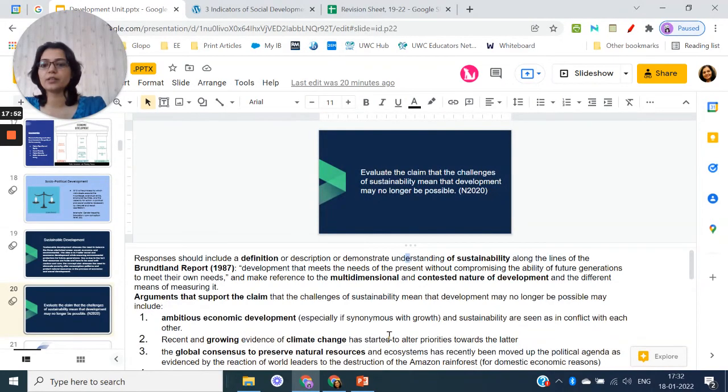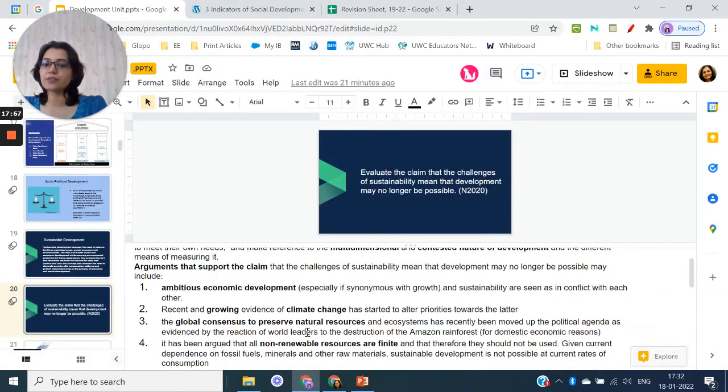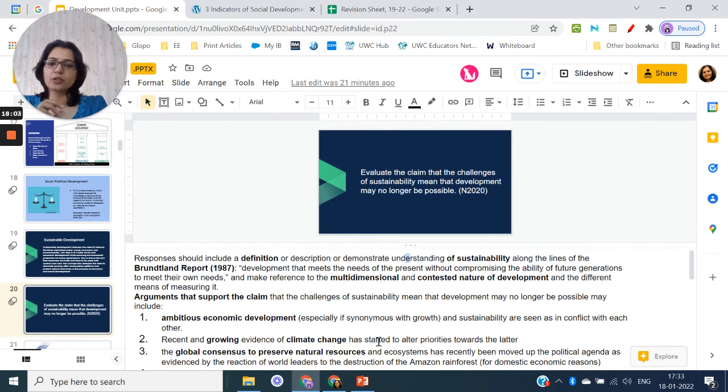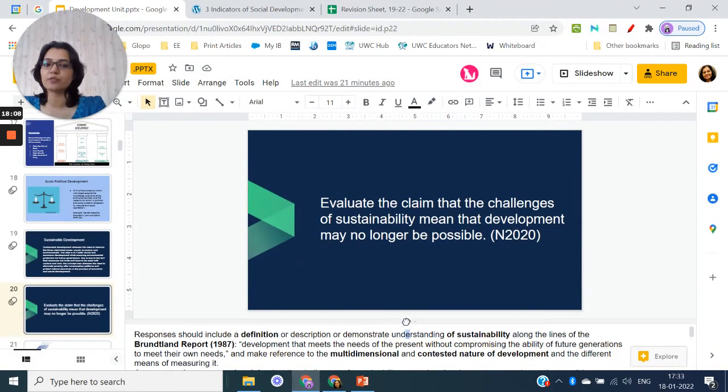Okay, you can see over here. Ambitious economic development could be one part, then global consensus to preserve natural resources, climate change, non-renewable resources. So there are so many factors. I'm not dropping all the hints together. Think over what are those factors which are challenging sustainable development, right? And do you think that those factors may not allow development to take place? This is what the question is asking. In case there are many factors which are challenging the sustainability, then it may not allow development to take place. Clear?